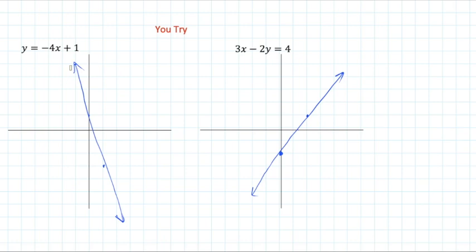Please note that your lines should have arrows on both ends because they are going to continue in both directions forever and ever and ever. So just put little arrowheads at the end. Otherwise, that is graphing.